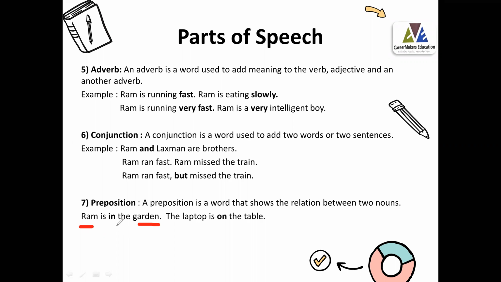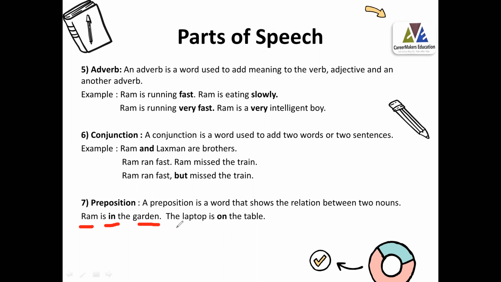Now we don't know whether Ram is in the garden or Ram is outside of the garden. Only one word determines the relationship between Ram and garden, and that word is in. In the absence of this word, we will not be able to find out the relationship between Ram and garden, and hence this word is known as preposition. I repeat, a preposition is a word that shows the relationship between two nouns.